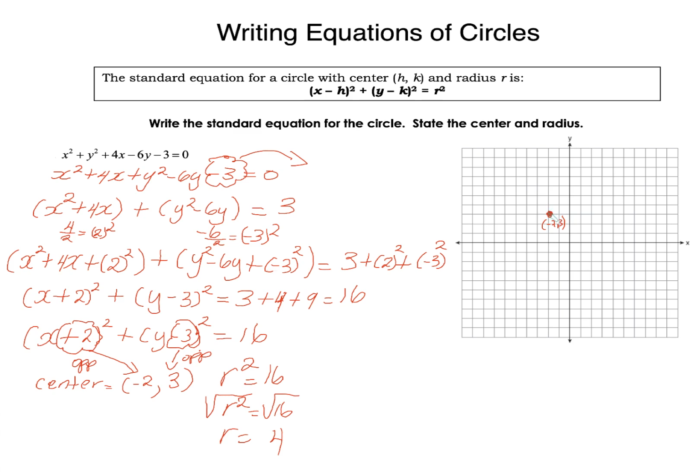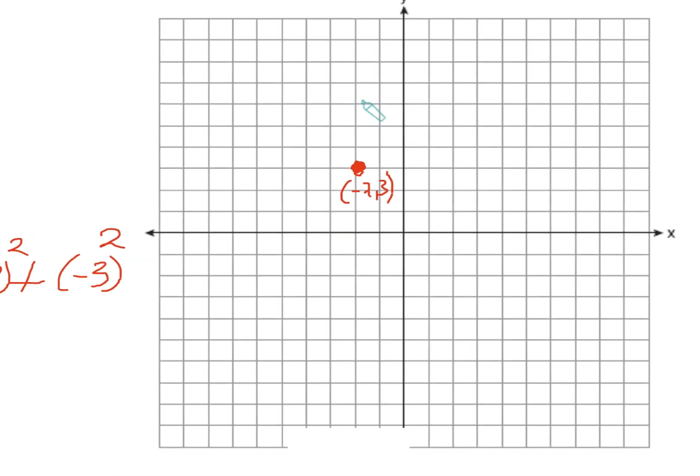So I'm going to count 4 units up. 1, 2, 3, 4. So this is one of my points. And I'm just going to write the coordinates for that. X is still negative 2, and then the y, so if this is 3, 4, 5, 6, 7. Okay, let's go this way. 1, 2, 3, 4. So right here.